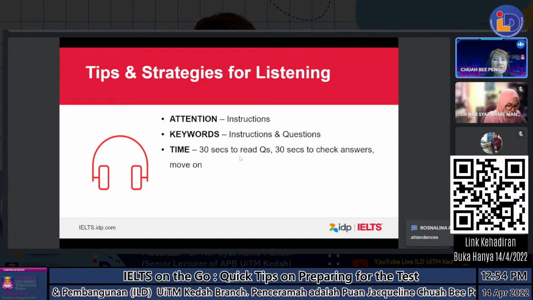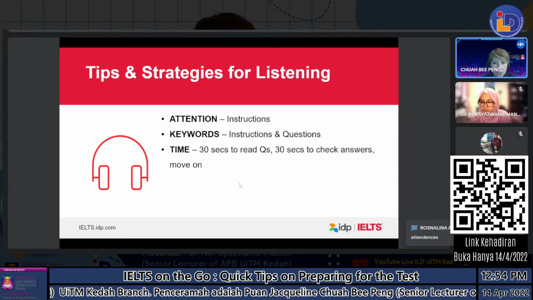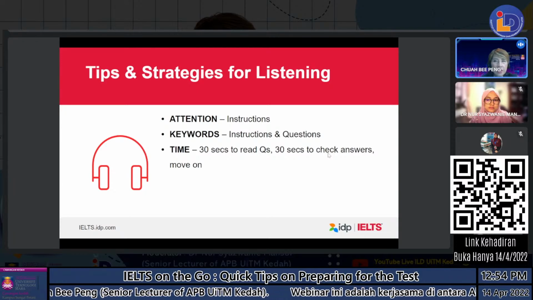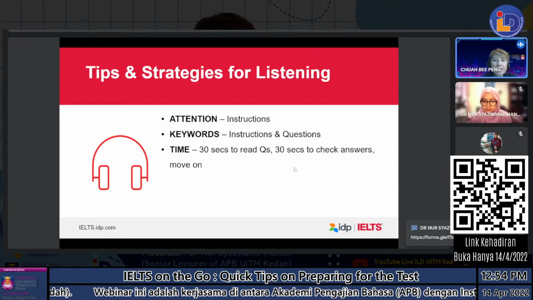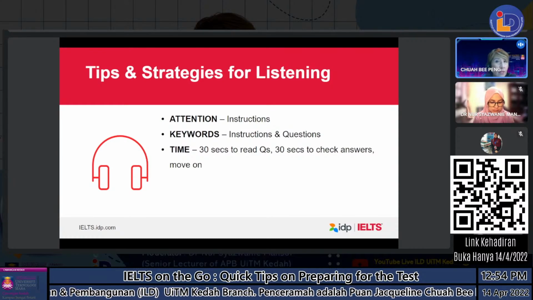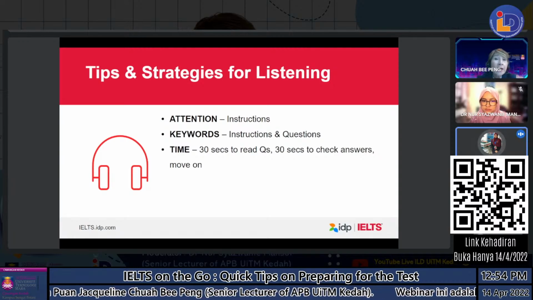After you have answered that set of questions, they will also give you 30 seconds to check the answers. Our advice to the potential test takers would be to use these 30 seconds combined with the next 30 seconds to read the new set of questions to give yourself more time, because this 30 seconds is pointless for checking back the answers. How are you going to check? Do you have anything to check against? Unfortunately, no, because it's only played once.